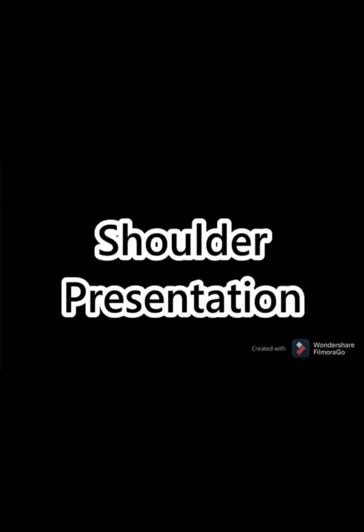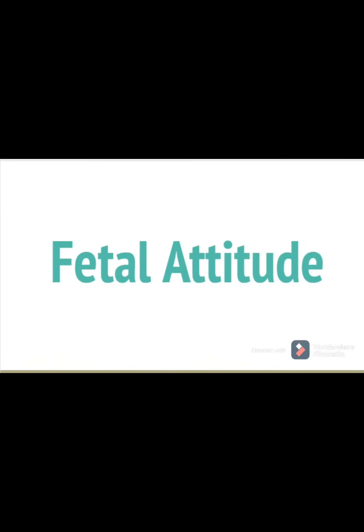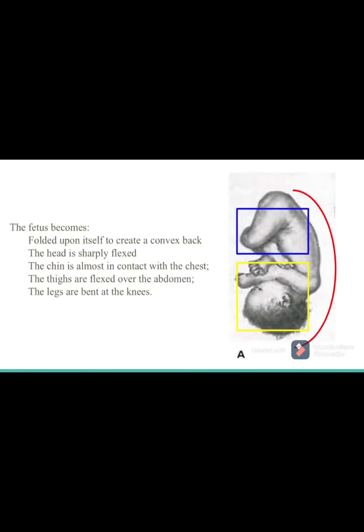For shoulder presentation, the shoulder or the acromion is presenting into the pelvic inlet. Fetal attitude is when the fetus assumes a characteristic posture described as attitude or habitus. The fetus becomes folded upon itself to create a convex back. On the yellow box, the head is sharply flexed, the chin is almost in contact with the chest, and on the blue box, the thighs are flexed over the abdomen and the legs are bent at the knees.